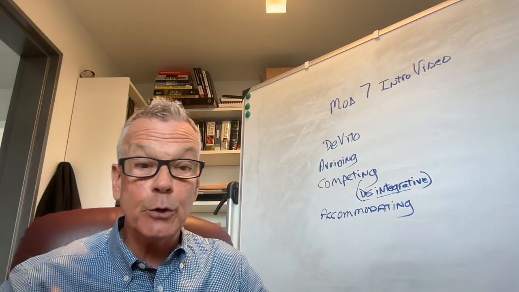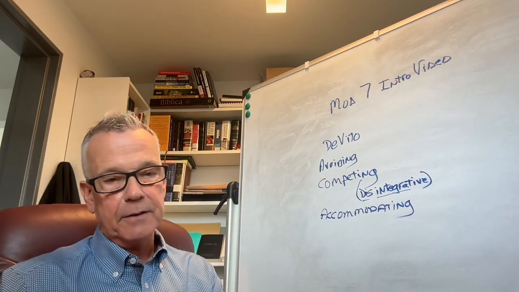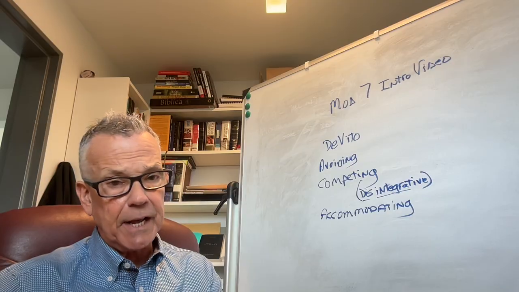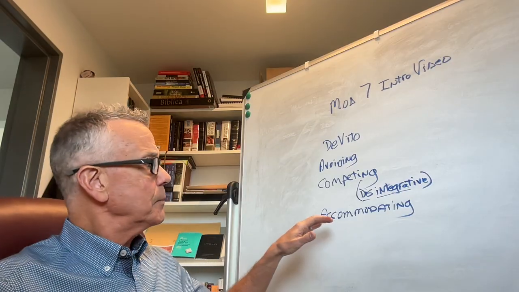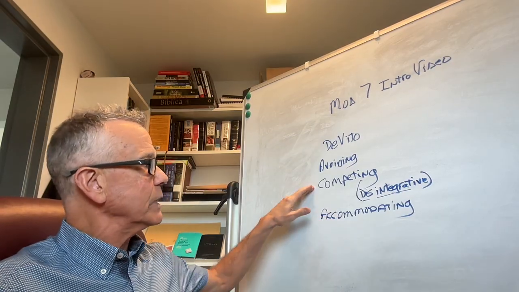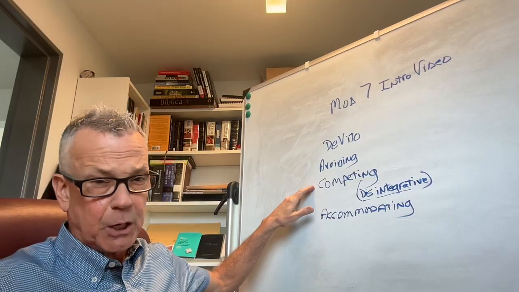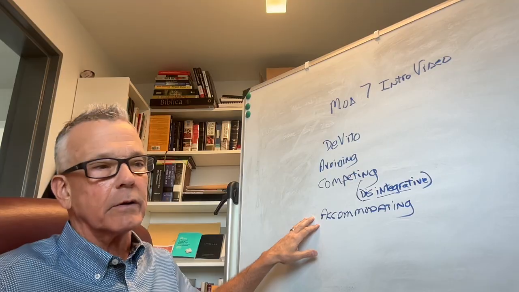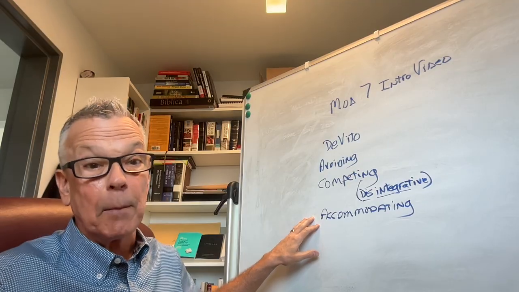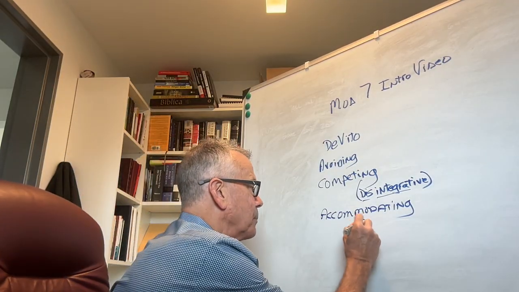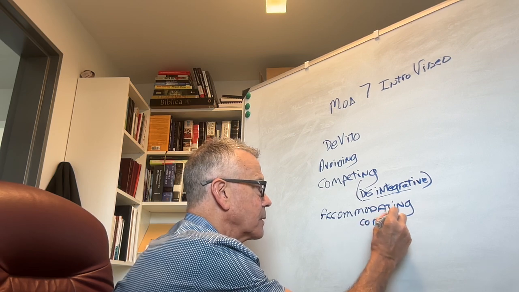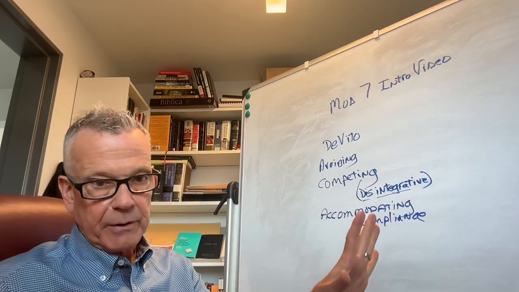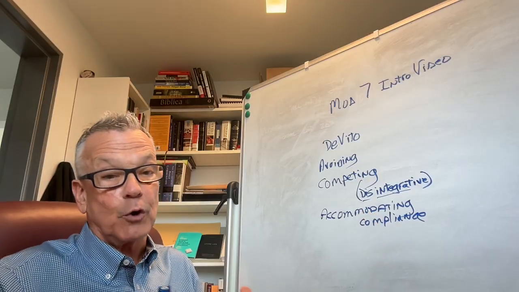Then there is accommodating. Accommodating is the I lose, you win style of conflict resolution. This is also not healthy. People who accommodate are usually paired with a strong competitor, somebody who always has to win. And here's another word for accommodating: compliance. In other words, your heart's not in it. You're doing it to achieve some other goal. And that other goal is usually short-term peace.